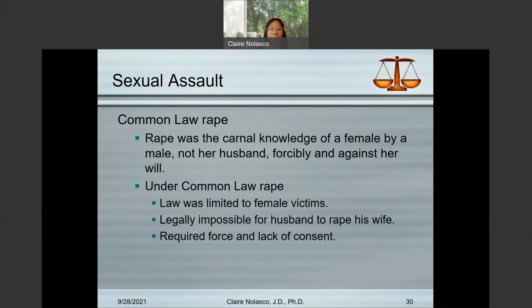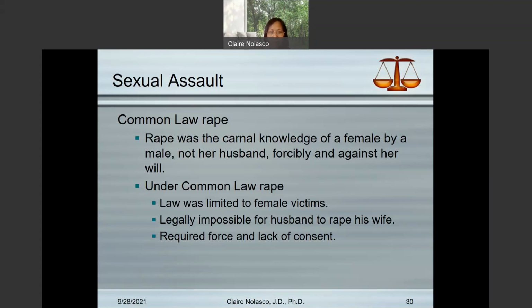Now, under common law, sexual assault or rape was the carnal knowledge of a female by a male, not her husband, forcibly against her will. So what are some things we can see from this definition? First, there has to be carnal knowledge or penetration. Second, the victim must be a female. Third, the offender must be a male who is not the female's husband. Fourth, there has to be force and lack of consent.